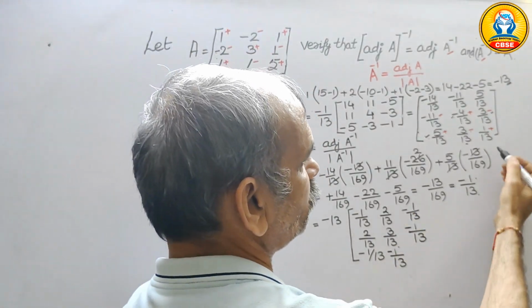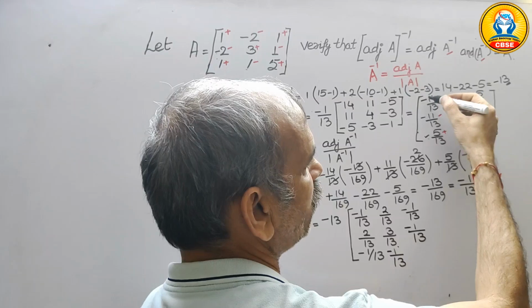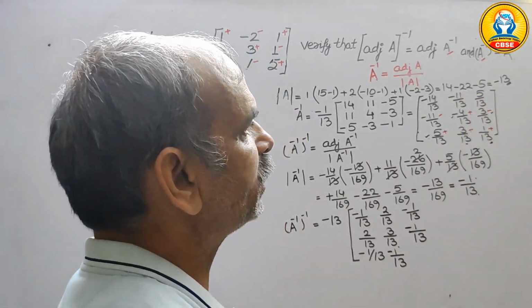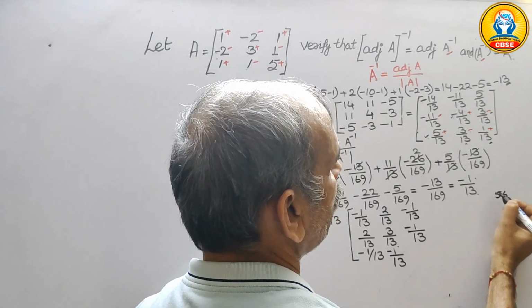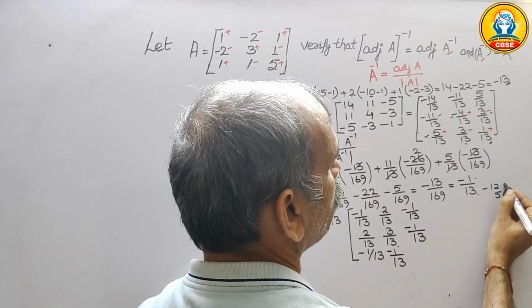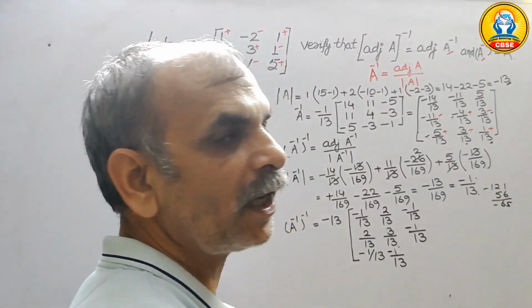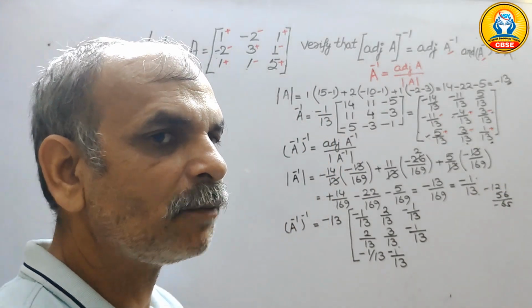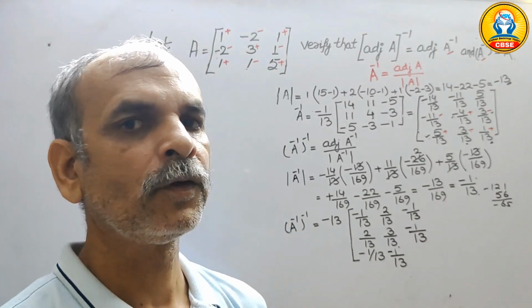Next is this position. Last position, that is your minus into minus is plus. We will get 56. 56 and it is 121. So we will get minus 65. Minus 65 divided by 169. We will get minus 5 by 13.